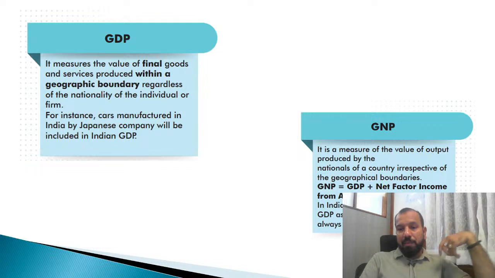Second is the GNP. GNP is measured by the value of the output produced by the nationals of the country, irrespective of geographical boundaries. If you are from India but operating your business across the globe, then whatever the net factor income from abroad is counts. What does this mean? Suppose Google is earning 100 rupees from India, but at the same time Reliance is earning 200 rupees from the US. So 200 minus 100 is 100 rupees. So GDP plus net factor income from abroad comes under the GNP.